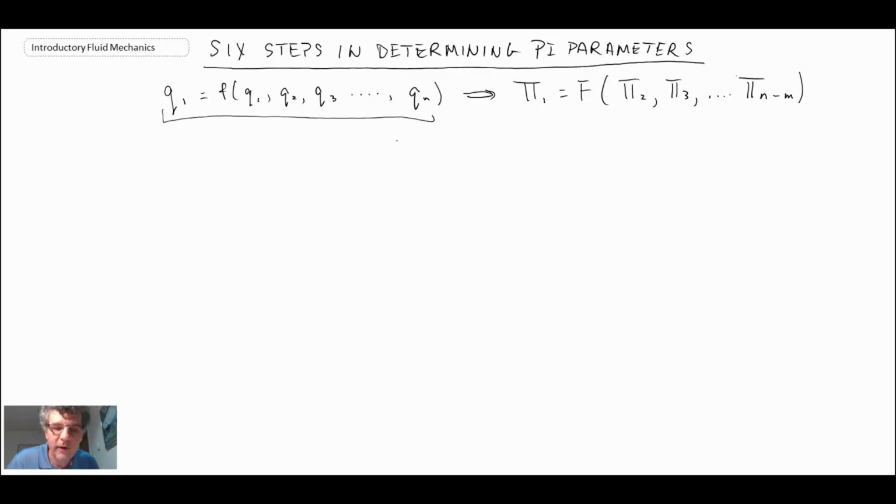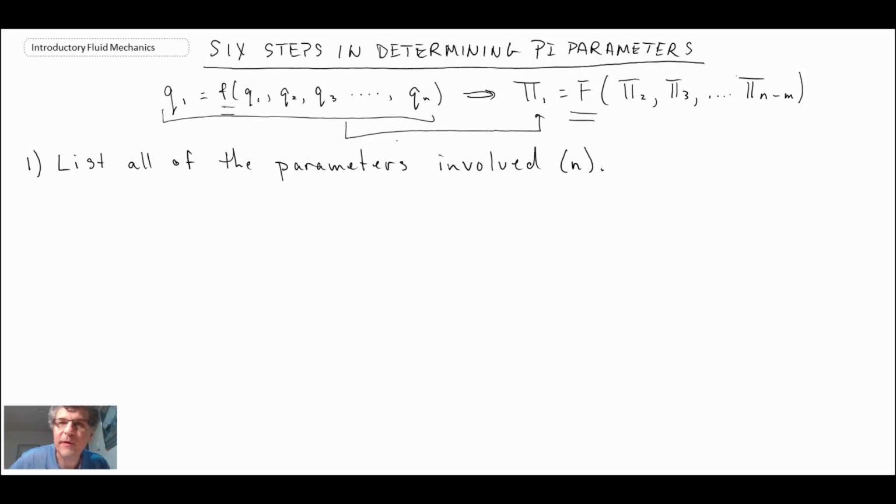So what we're going to do now is come up with the step-by-step procedure to go from this to these pi parameters. We're not going to get the functional relationship. In order to get that, you have to do experiments. So let's take a look at the step-by-step procedure.